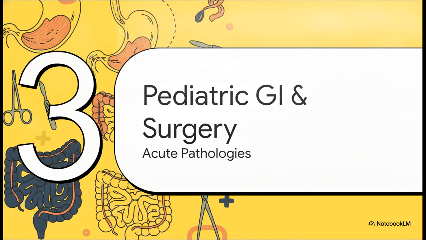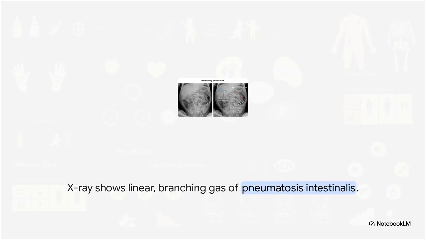We've just been paged for a surgical consult to evaluate some acute gastrointestinal pathologies. Check out the linear, branching gas patterns visible on this X-ray. That is pneumatosis intestinalis, the absolute classic hallmark of necrotizing enterocolitis, or NEC. You're mostly going to see this in premature, very low birth weight infants, and it requires immediate, aggressive attention.